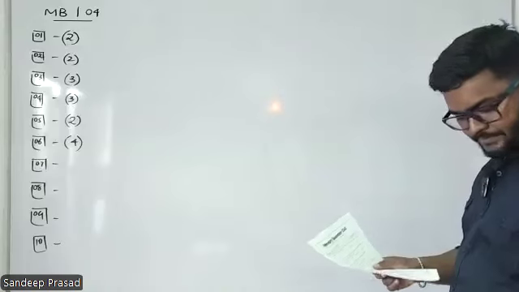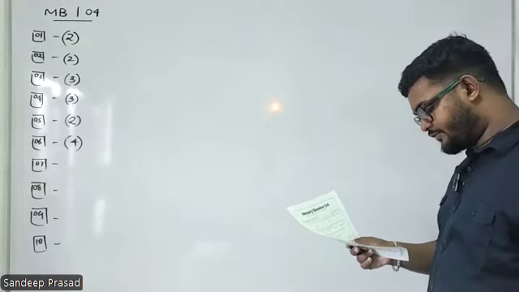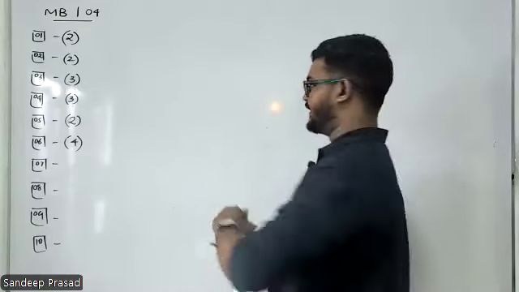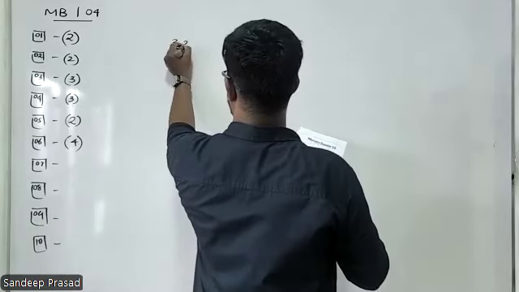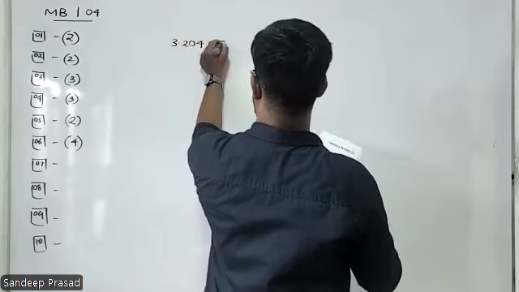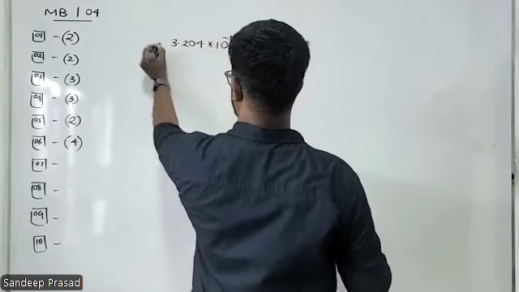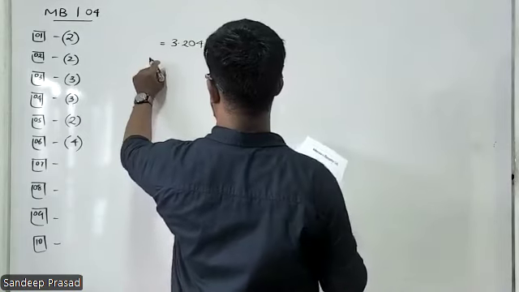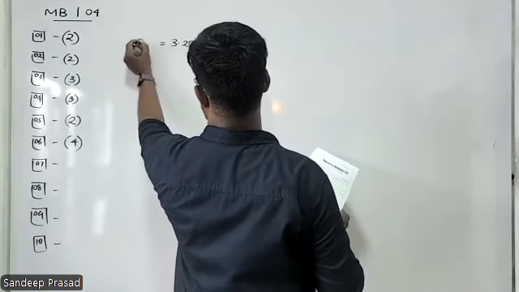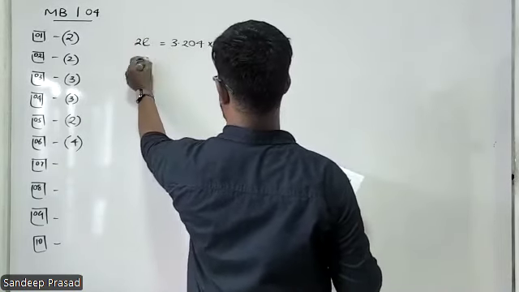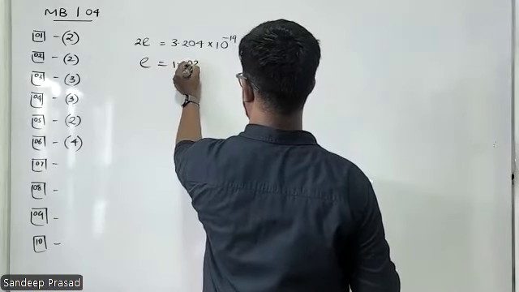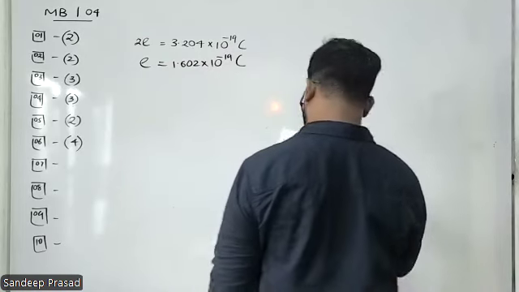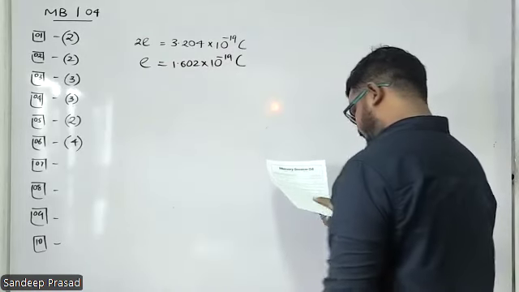Question number 7. Which of the following ions has a charge of 3.204 times 10 to the power minus 19 coulomb? Students, this is actually the charge of 2 electrons, because 1 electron is 1.602 times 10 to the power minus 19 coulomb. So this is twice that value. Let's see.